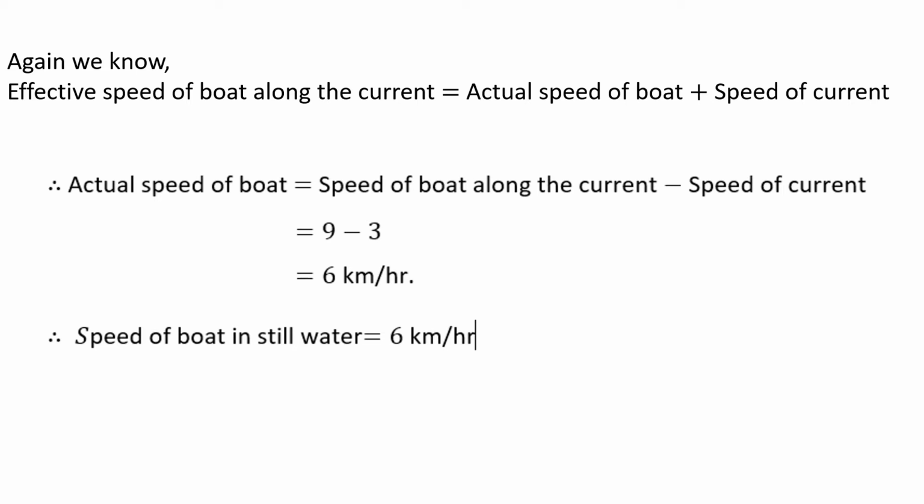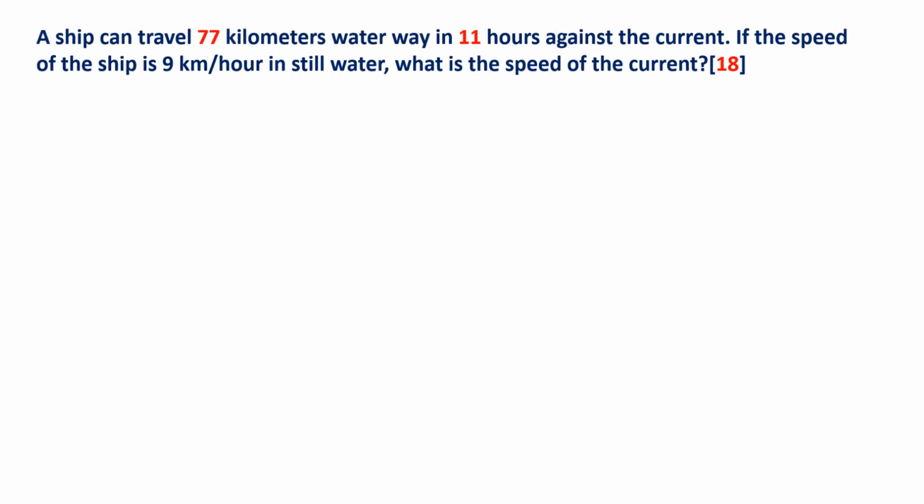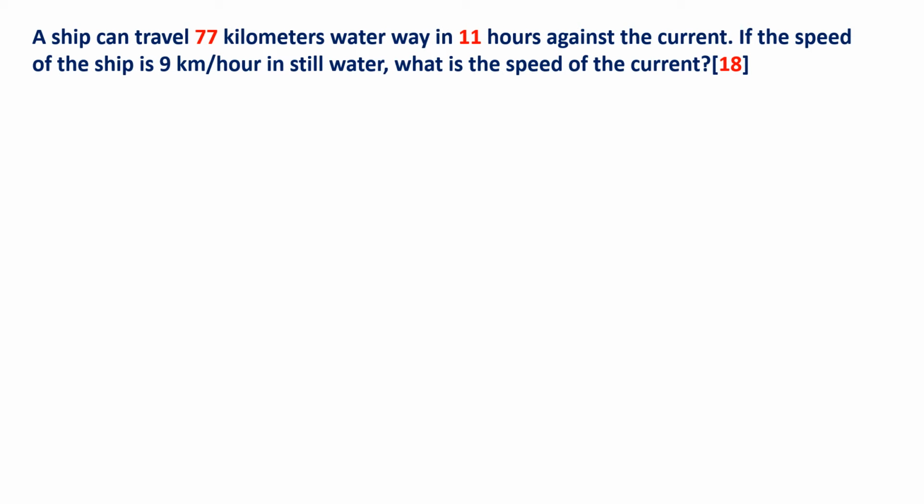Okay students, let us see our next problem in this row. This is problem number 18 from your book. A ship can travel 77 kilometers waterway in 11 hours against the current. If the speed of the ship is 9 kilometers per hour in still water, what is the speed of the current?